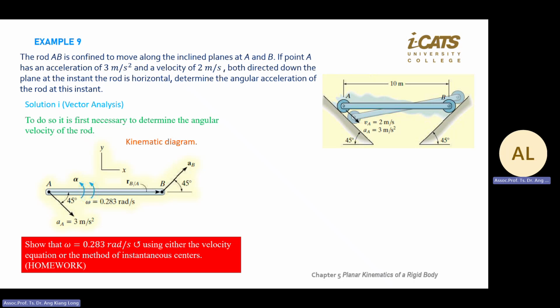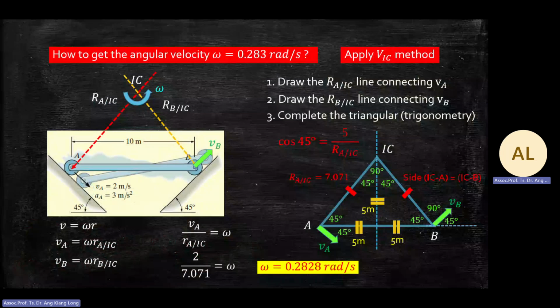Velocity equation means V equal to omega r. The method of instantaneous center is the one that you use, IC. Also the same, V equal to omega r. So this is the way you use IC. I explained on the left hand side. I already explained how to get the IC.